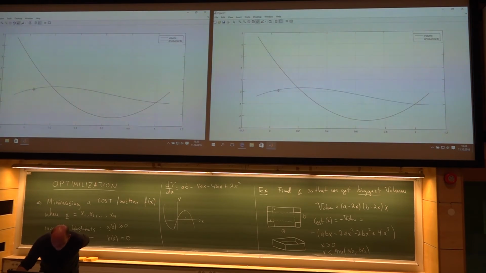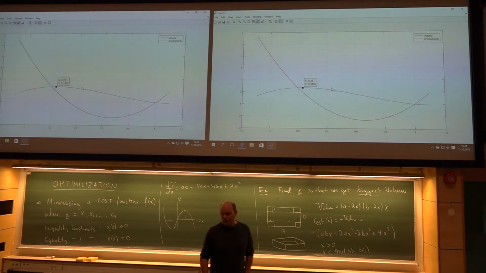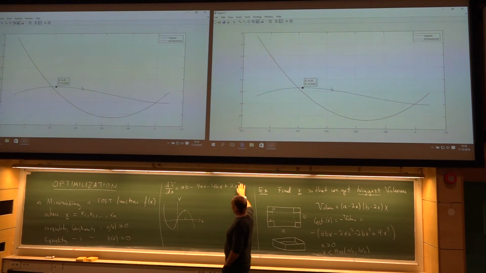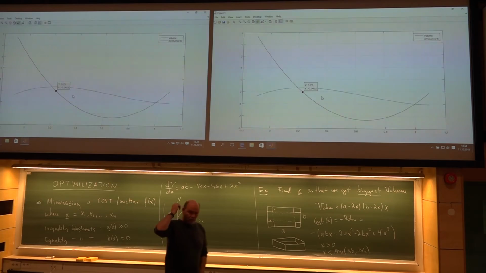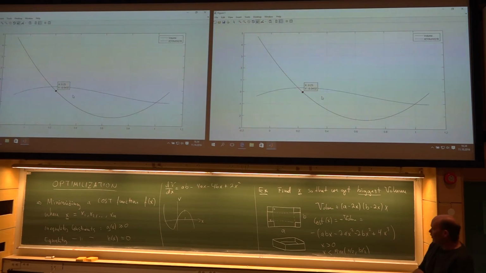Let's see if we can find it. There we have it. x should be 0.23 and the maximum is then 0.3155. That's the maximum volume. And that one should compare with this derivative equal to 0. And it seems to be quite okay. Yeah, very close to 0 at least. So that will be one way to find the solution to an optimization problem. You simply plot it in MATLAB.